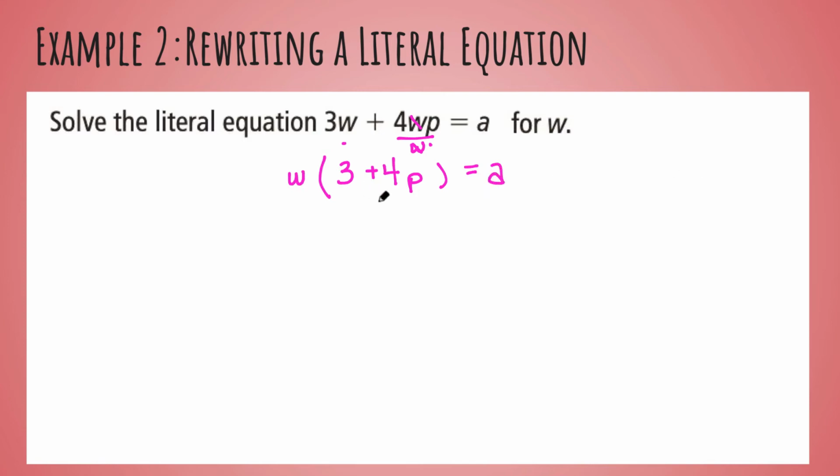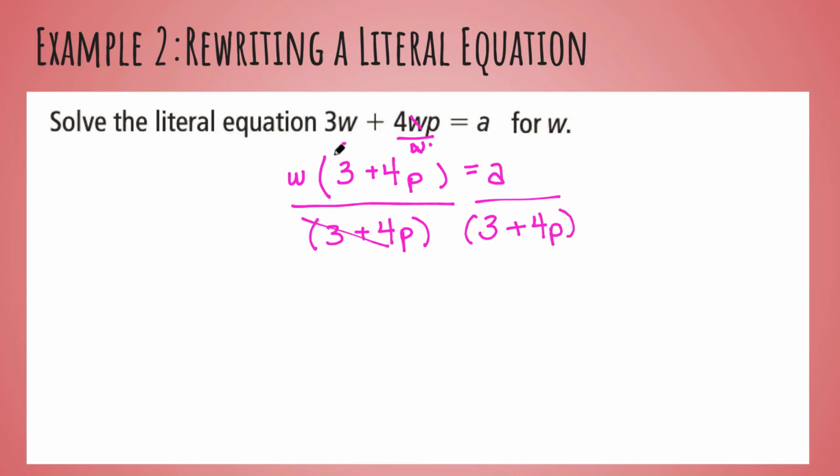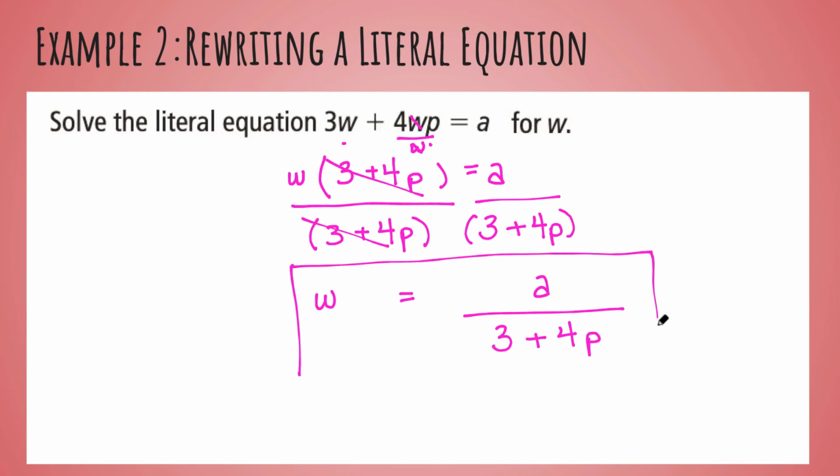Again, we're solving for w, so we're going to divide both sides by this entire quantity. So I'm going to leave it in parentheses, and I'm dividing by 3 plus 4p. So I'm dividing both sides by 3 plus 4p, and you could put the parentheses. So this quantity, the top divided by the bottom, gives us a w, because that's 1. And then on the right side, we have a divided by 3 plus 4p. And remember, we can't add these two terms because they're not like terms. So w is equal to a divided by 3 plus 4p.